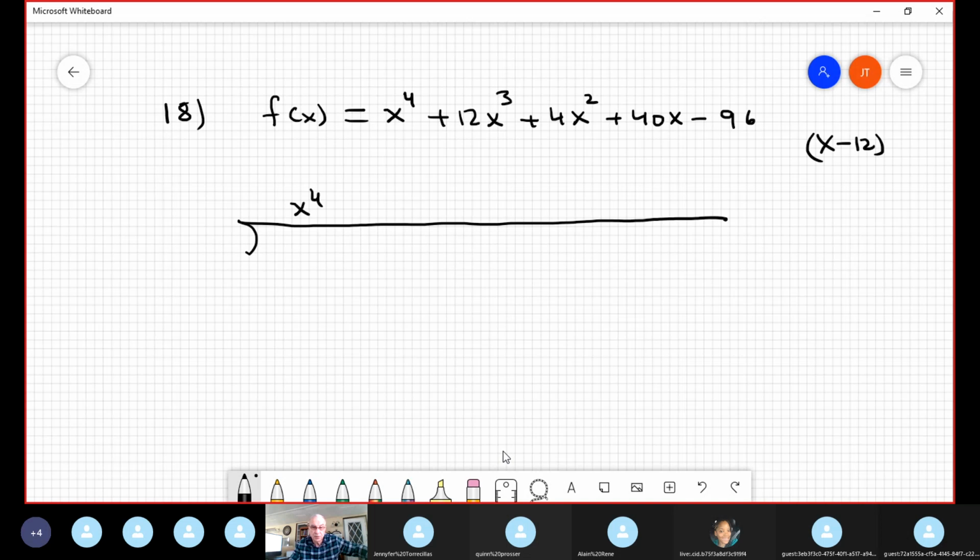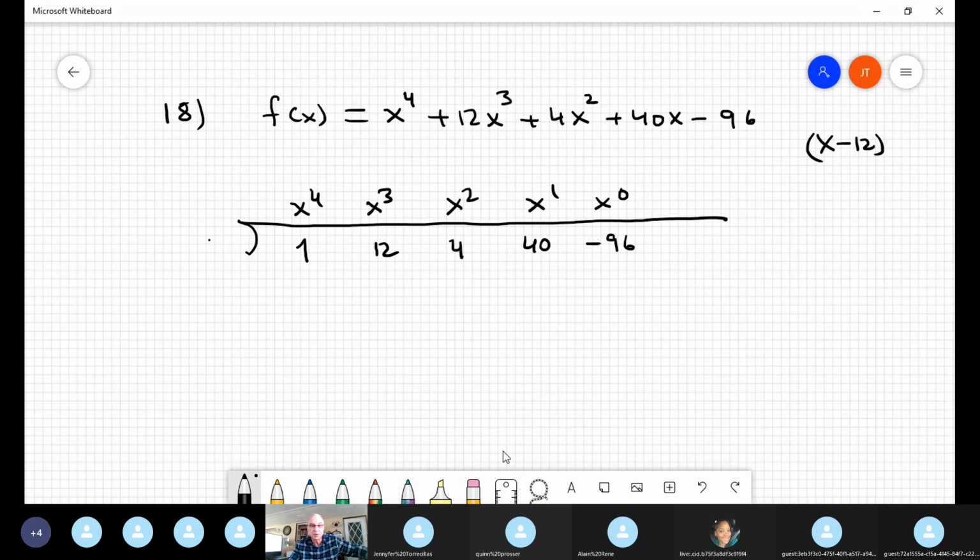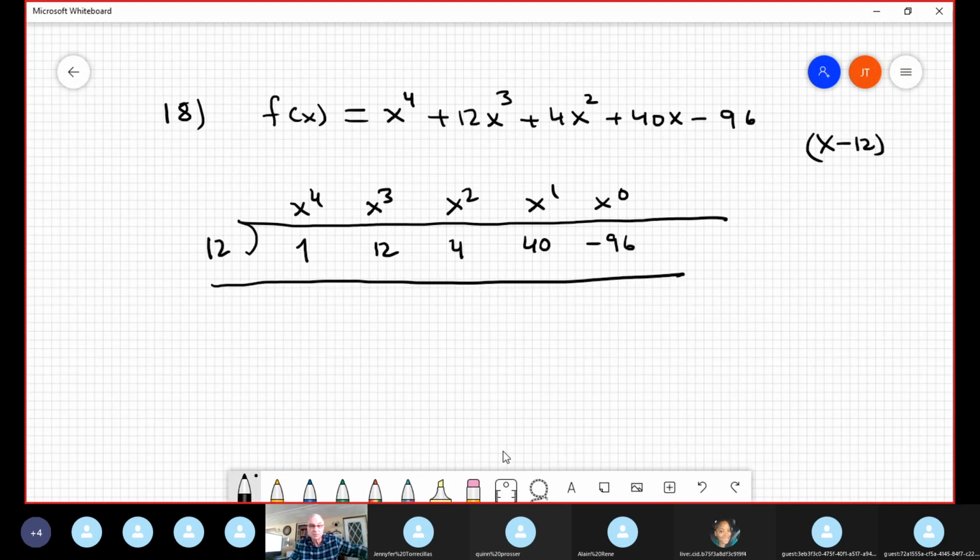x to the 4, x to the 3rd, x to the 2nd, x to the 1, x to the 0. The coefficients are 1, 12, 4, 40, and negative 96. And the factor is 12 positive, opposite side. Okay, just bring down 1, multiplication is 12, this is 24. Wow, when you see it increasing, it is never going to be 0.